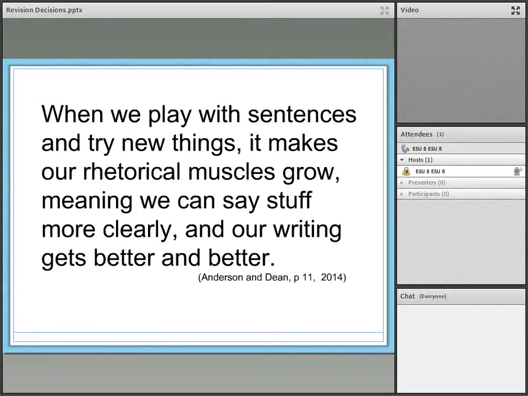When playing with sentences and trying new things, Anderson and Dean say, it makes our rhetorical muscles grow, meaning we can say stuff more clearly and our writing gets better and better. Isn't that nice to know, teachers? Isn't that nice to know that when we play with sentences and try new things, there's nothing that can happen but make our writing get better and better? How exciting.